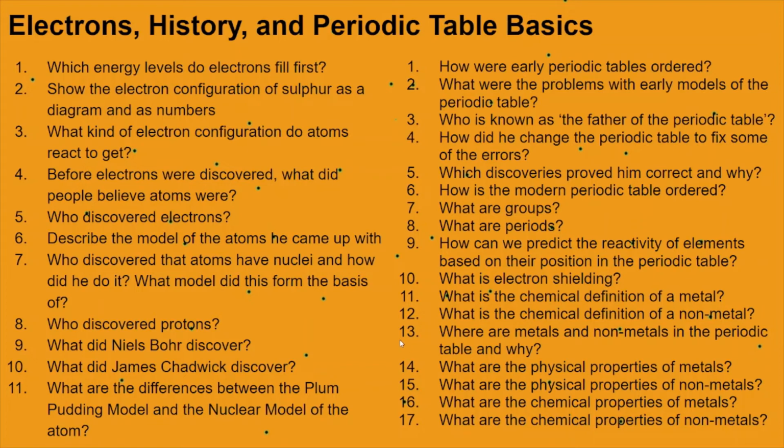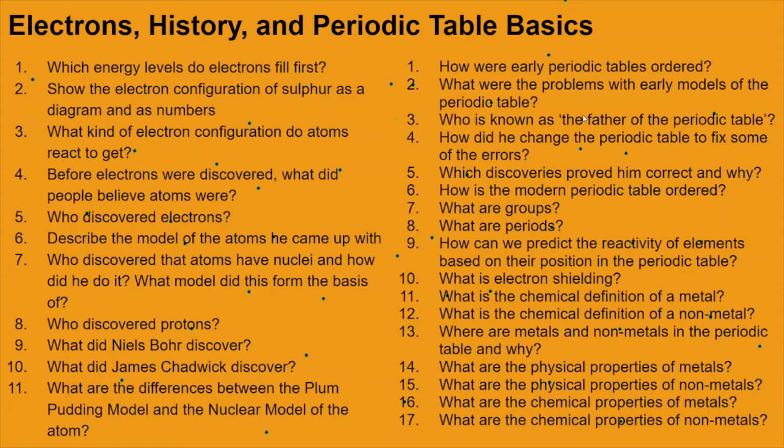Early periodic tables were ordered by atomic weight, so scientists would weigh elements and calculate the weight of each atom and simply put them in that order. But this was slightly incorrect because it didn't take into account the physical and chemical properties of the atom. So some elements were in the wrong groups and they were just placed incorrectly, some of them. The father of the modern periodic table is Dmitry Mendeleev, and he changed the order two ways.